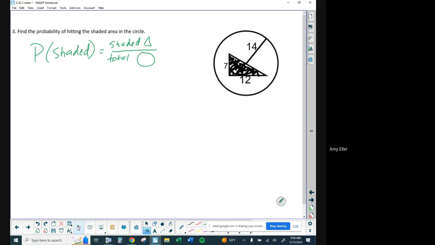Do we know how to find the area of a triangle? You just did that. Yeah. Area of a triangle is 1/2 base times height. Let's all say this one at the same time. Area of a circle is, not bad, pi r squared.